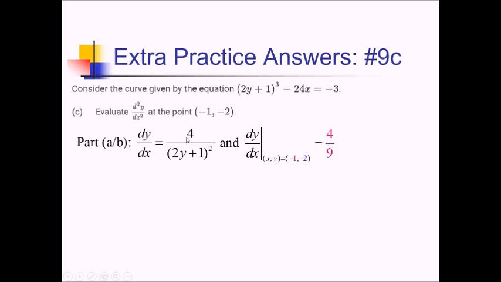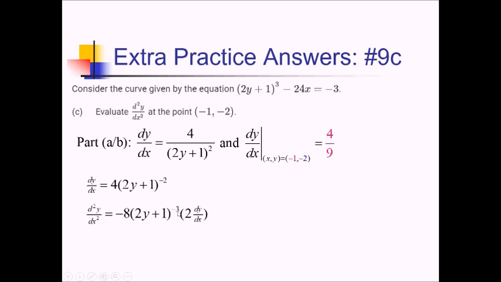I'm going to rewrite this dy over dx first, though, as 4 times all this stuff to the -2 power, just to make it a little easier to take the derivative. So now, using the power rule with a chain rule, we have -8, this stuff to the -3rd power, times the derivative of the stuff inside, which is going to be 2 dy over dx. We're still implicitly differentiating. y is still an inner function of x.